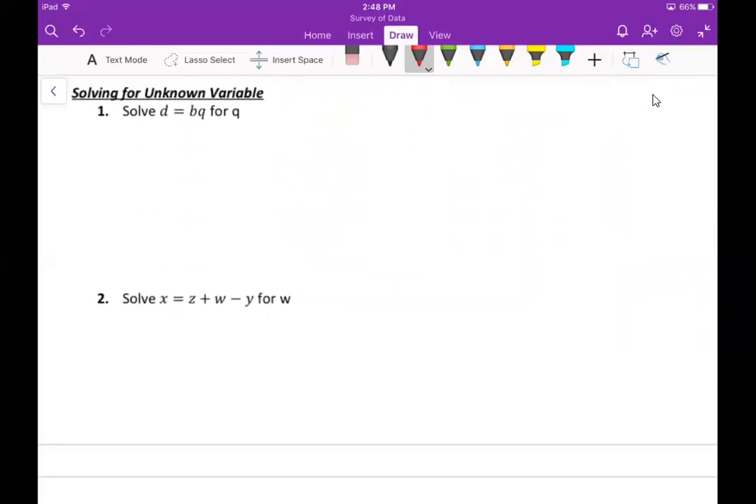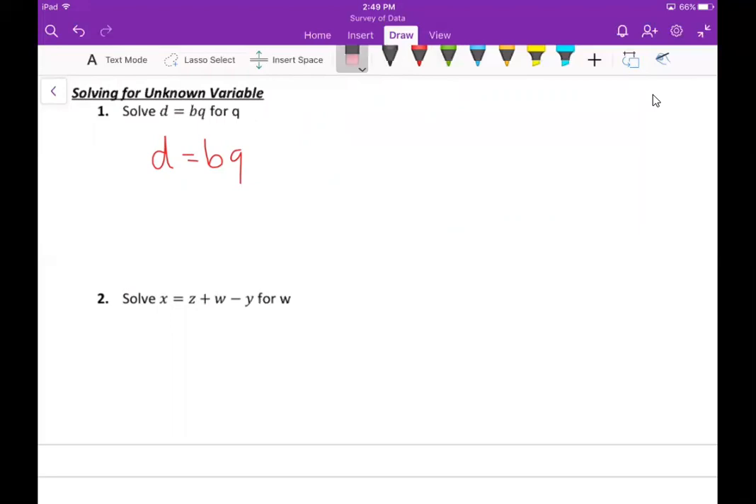Now we're looking at solving for an unknown variable without being given any unknowns. So the whole time, this equation is just D equals B times Q. We do not know what D represents, or B, or Q, but we're going to solve this formula for Q. That means I need to get Q by itself. Currently, this formula is solved for D because D is by itself. So I look at Q and I say to myself the same thing I did when I saw numbers. What is happening to Q? Currently, Q is being multiplied by B.